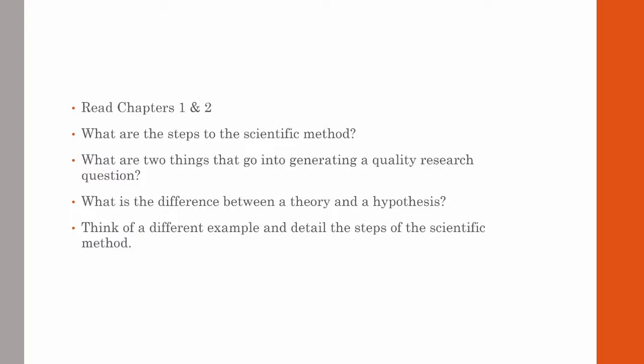Make sure to read chapters 1 and 2 of the textbook and be able to think about the following things. What are the steps to the scientific method? What are the 2 things that go into generating a quality research question? What's the difference between a theory and a hypothesis? And be able to think of a different example and be able to describe the different steps of the scientific method.